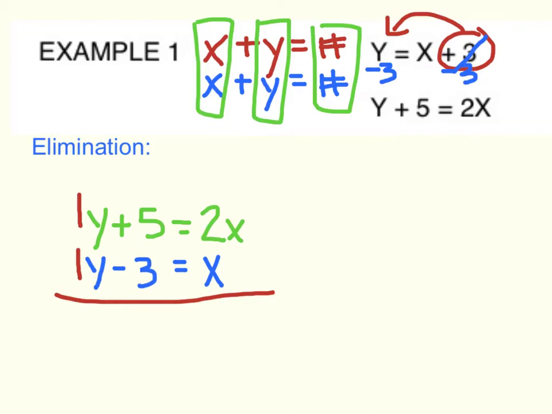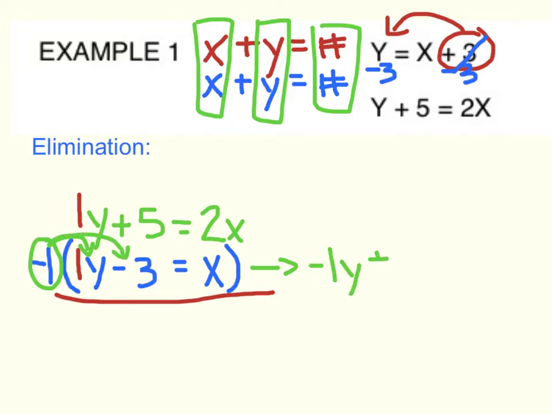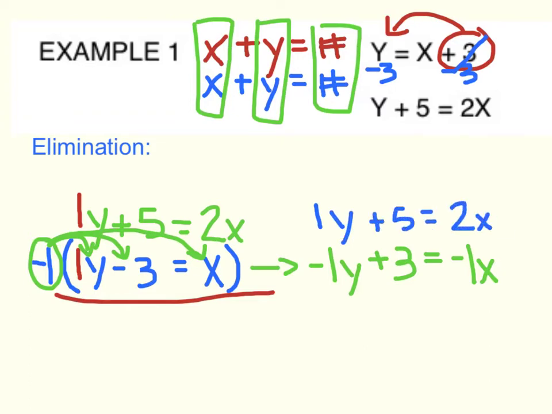So let's say we decide to make the second equation negative. So that means I have to multiply the whole second equation by -1. So let's see what we get for our new equation then. -1 times 1y gives us -1y. -1 times -3 is +3 equals -1 times x is -1x. And I'm going to bring the other equation over on top of it. 1y plus 5 equals 2x.